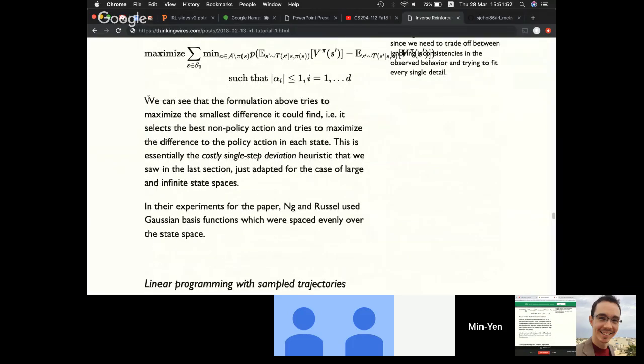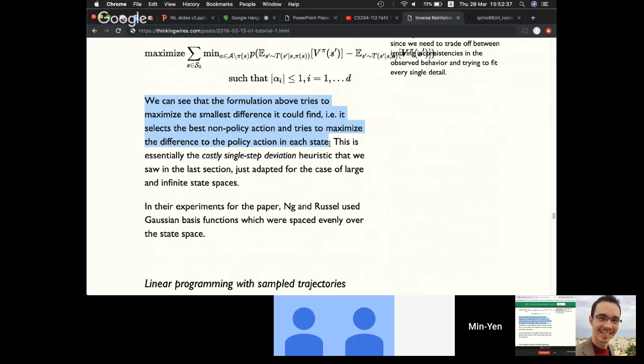Okay, so what we can see here is the formulation above tries to maximize the smallest difference it can find. It selects the best non-policy action, the one that's closest to the border between the optimal policy and not, and tries to maximize the difference to the policy in each state. So instead of, in the earlier case, saying all the actions must be less than the best one, we're saying that the single best suboptimal action must be maximally distinguished from the optimal policy, right?